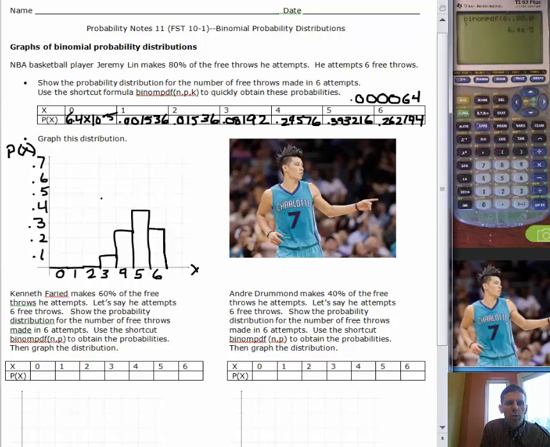So when we graph this distribution, this is a nice way of basically explaining what the table shows, and you can definitely see that he's most likely to make 4, 5, or 6 free throws, and it's pretty unlikely he would be down here.